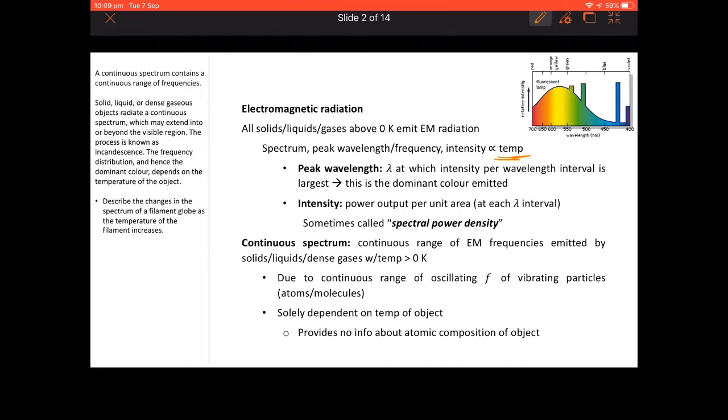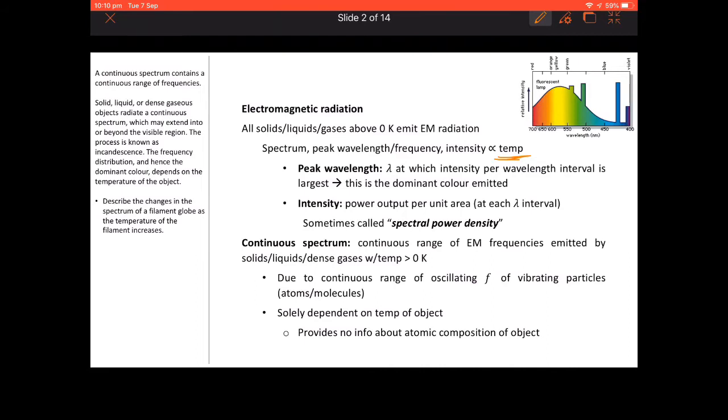And the reason that this is continuous, so it's not discrete like individual frequencies, is because there's a continuous range of oscillating frequencies of the vibrating particles, so the vibrating atoms and molecules. So the frequency of any given atom in a collection of billions of atoms or even more that make up an object or a gas or a liquid is going to result in a spectrum of frequencies that are emitted by whatever object or substance we're talking about.